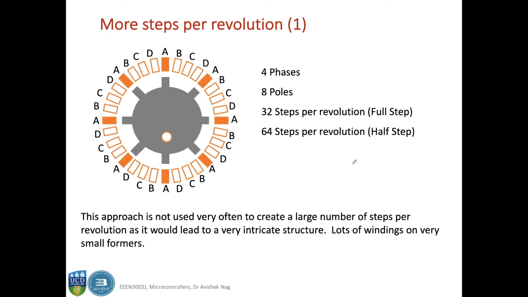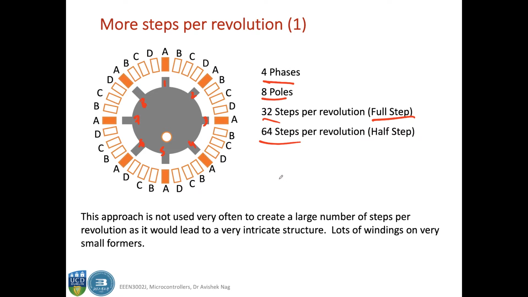So this is what I wanted to mean. This one has 4 phases, and it has 8 poles: 1, 2, 3, 4, 5, 6, 7, and 8. So 8 poles and 4 phases, and therefore it can have 32 steps per revolution if you have full step, and if you have half step you can have 64 steps per revolution.